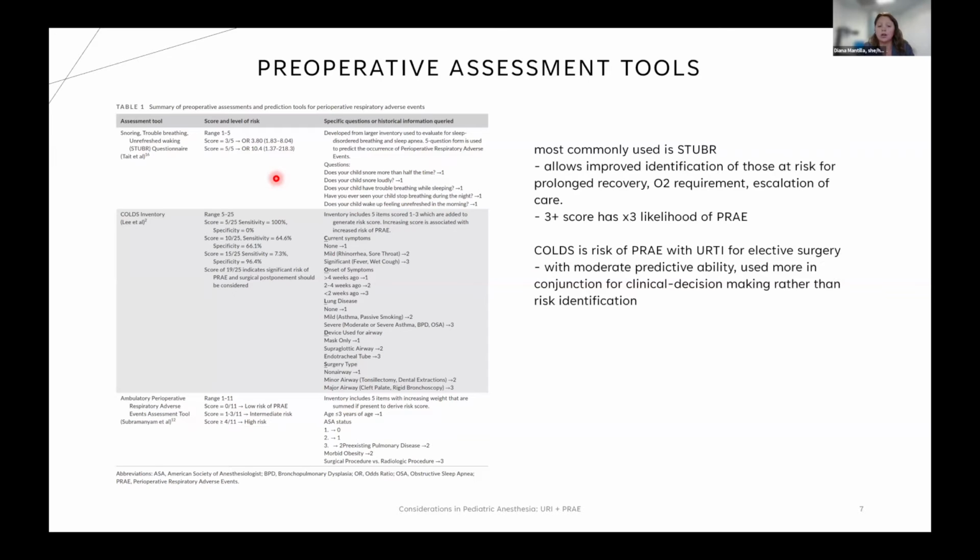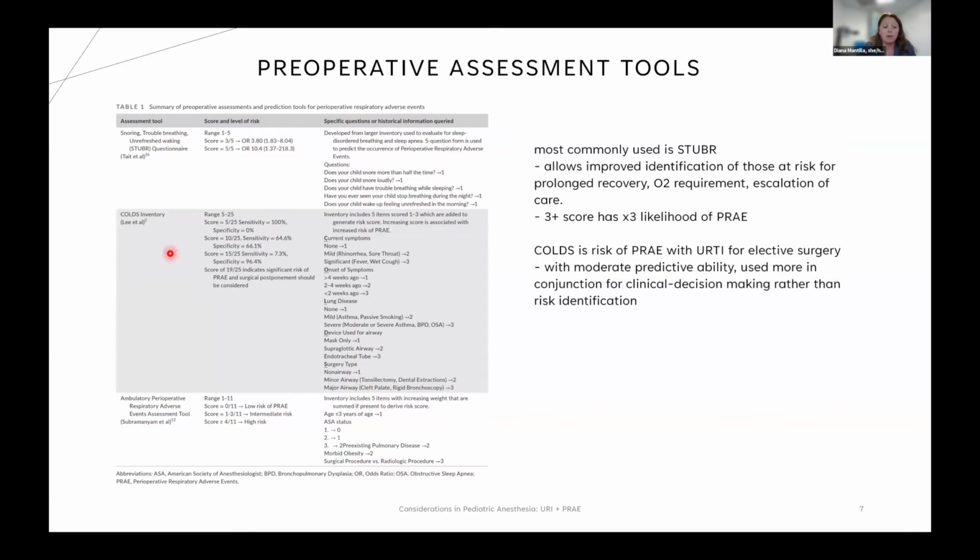As we'll discuss later, other assessment tools assign different numerical values for each, so it makes the calculation and range very different. However, this is simple, and it allows for the identification of those at risk for prolonged recovery, oxygen requirement, and the need for escalation of care. Do they need to go to the ICU later? And a score of 3 or higher has a 3-times likelihood of having an incidence of PRAE.